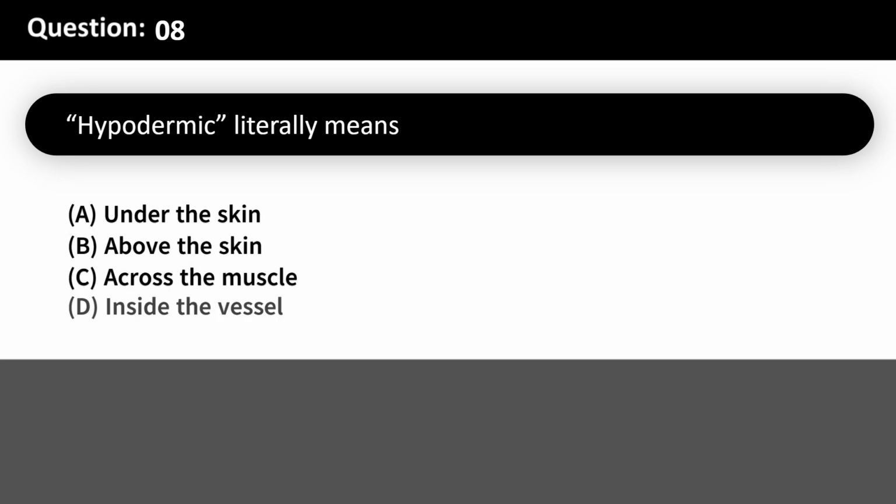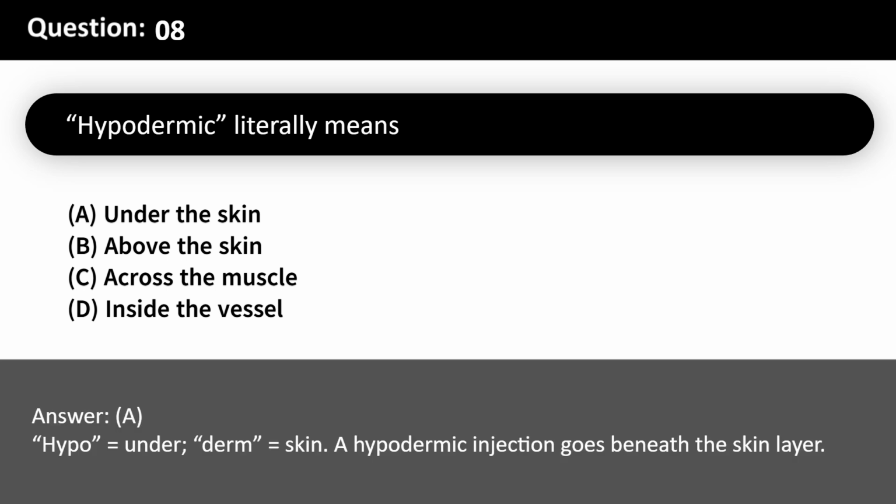Hypodermic literally means: A. Under the skin. B. Above the skin. C. Across the muscle. D. Inside the vessel. Answer, A. Hypo equals under, derm equals skin. A hypodermic injection goes beneath the skin layer.